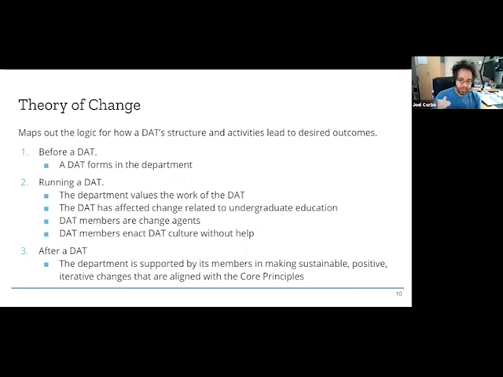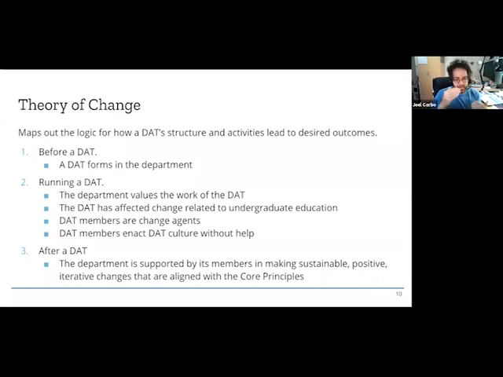Each of them has its own outcomes that we're leading to in that stage. So in stage 1, the outcome is forming a DAT, which is pretty straightforward. In stage 2, we have 4 outcomes: that the department values the work of the DAT, that the DAT has affected change, that DAT members have become change agents, and that they can enact DAT culture without help. So you can see how those are aligned with those 2 big goals that I talked about at the beginning, right? Creating change and making change agents.